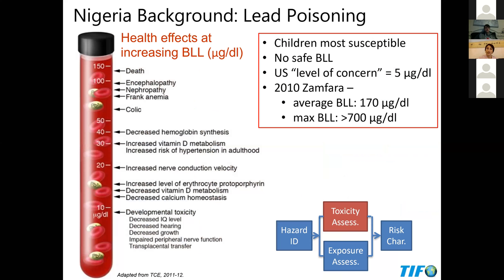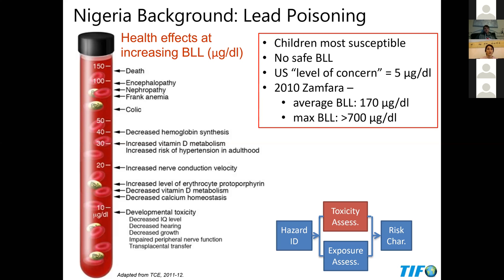A brief review of lead poisoning for you guys on the toxicity assessment side. We know that lead is a potent neurotoxin, and that children are exceptionally vulnerable to lead exposure, largely because their brains are still developing. And so lead acts as a developmental toxin. There is no safe level of lead in blood. The current level of concern in the U.S. is 5 micrograms per deciliter of blood.